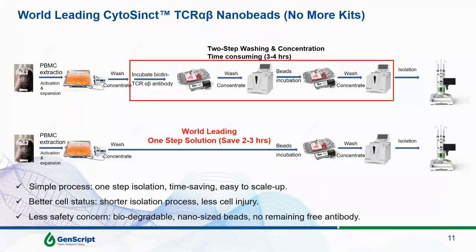And this one-stop isolation can be exactly provided by the TCR alpha beta beads from GenScript. Our TCR alpha beta beads can be directly incubated with the cell sample. So you can imagine this would be more time-saving, easier to scale up, and can also give you a better cell status after the isolation, because one-step isolation can minimize the cell injury to a great extent. Every time you wash or centrifuge your sample, it lowers the viability of the cells.